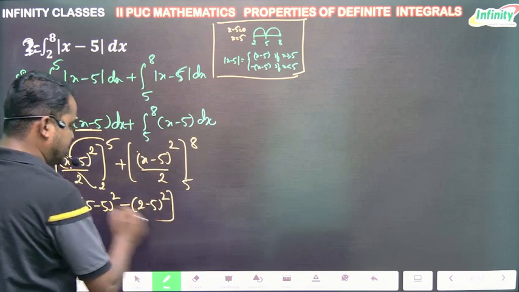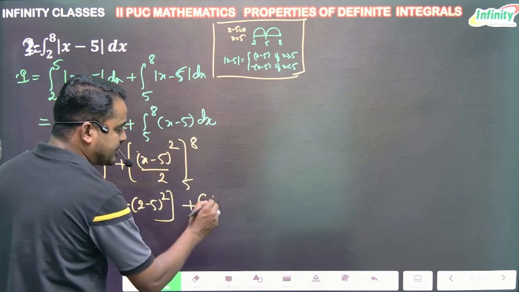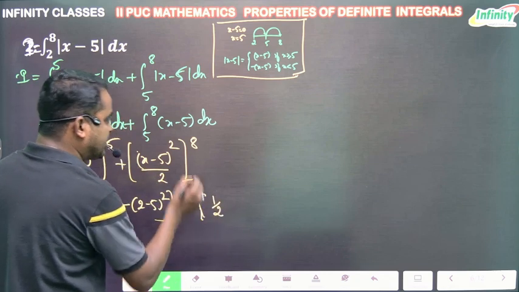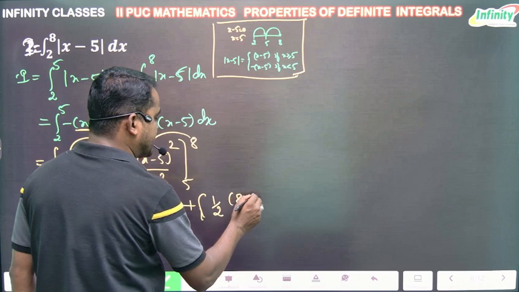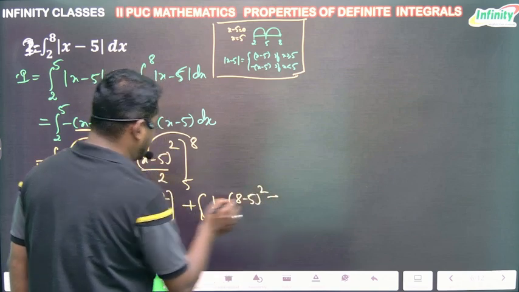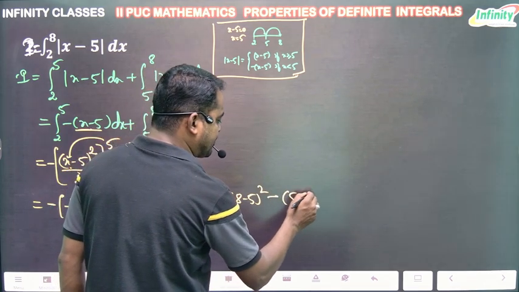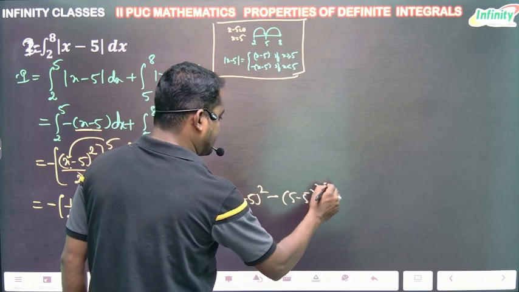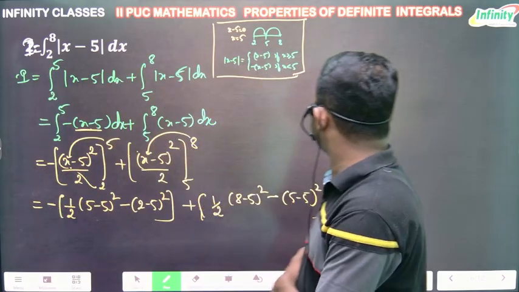So this part is over now. Now this again plus, take 1 by 2 outside here. Now apply the upper limit substitution, that is 8 minus 5 whole square, and minus of the lower limit 5 minus 5. The remaining thing is simplification. See here, simplification part.